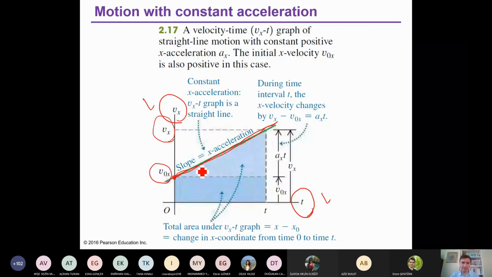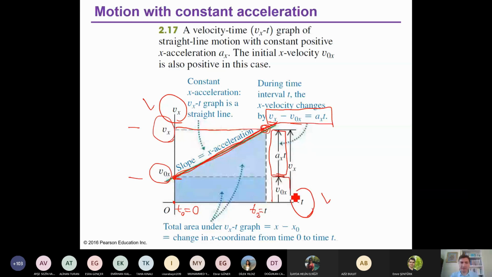And what do you see here? This is the origin, and time is 0 here. Let me write like this. When the time is 0, the velocity is given by V0x. And when the time is t here, the velocity is given with Vx, okay? So during the previous transparency, we have calculated this one. So Vx minus V0x gives us ax times t, this one. And here we have V0x, okay, and this is the Vx. So we have this relation.